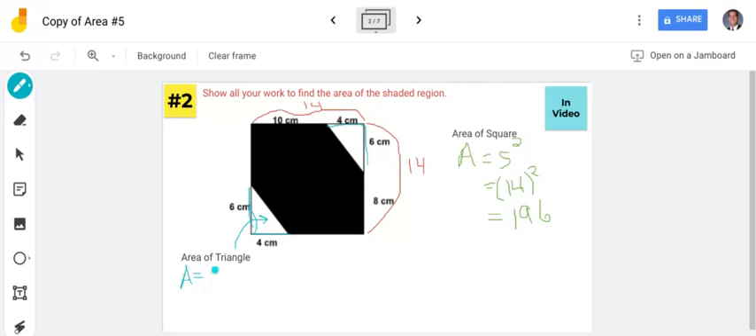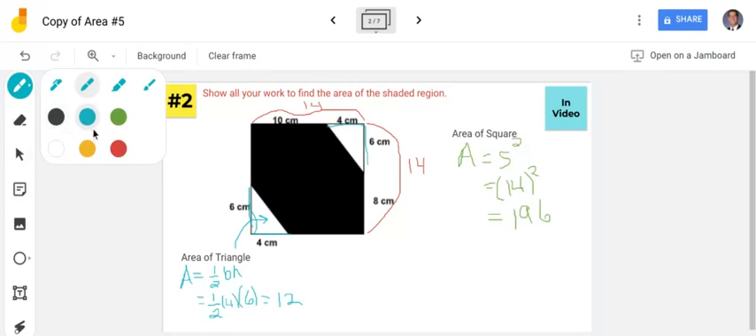So I'll write down the area formula. Area of a triangle is 1/2 times base times height. And I'm going to plug in what the base and the height are. So 1/2 times base of 4 and height of 6. Okay, I know 1/2 of 4 is 2, and 2 times 6 is 12. Okay, so that tells me that the area of this triangle right here is 12, and the area of this triangle right here is also 12.